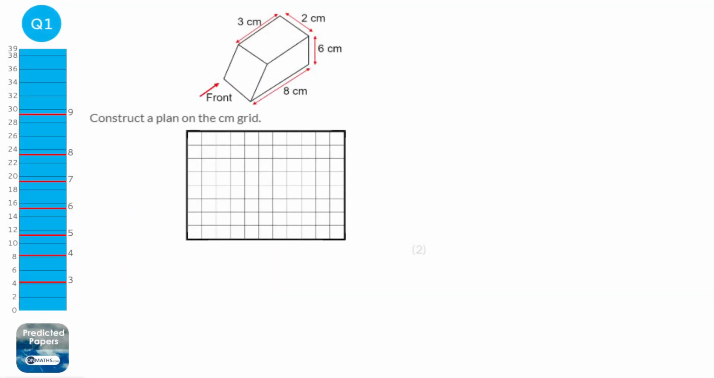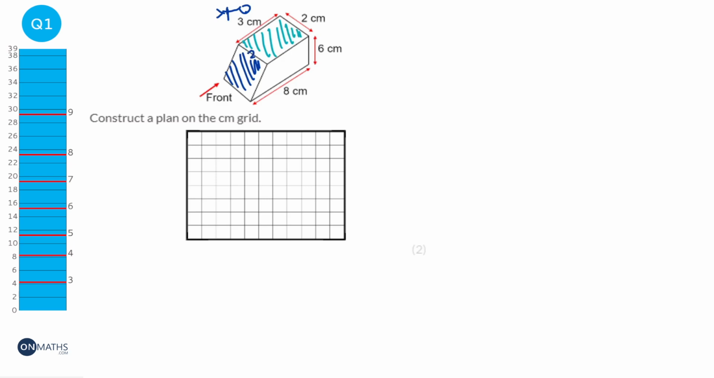A plan is a view that you would get if you were on top of the shape. So you were in an airplane or something looking down on the shape. So the sides of this that we'll see, well, we'd see this bit here and we would see this bit here. So I'm going to start off with the first bit I shaded, and we've got to figure out what the different lengths will be.